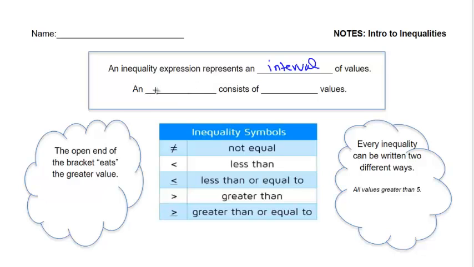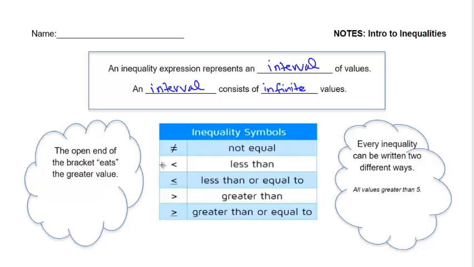So what is an interval? An interval consists of an infinite number of values. And that's why we have to have a way of writing down an infinite number of things. We can't write them all down separately. We write them as either an inequality or there's actually interval notation. Today we're just going to focus on inequality notation.